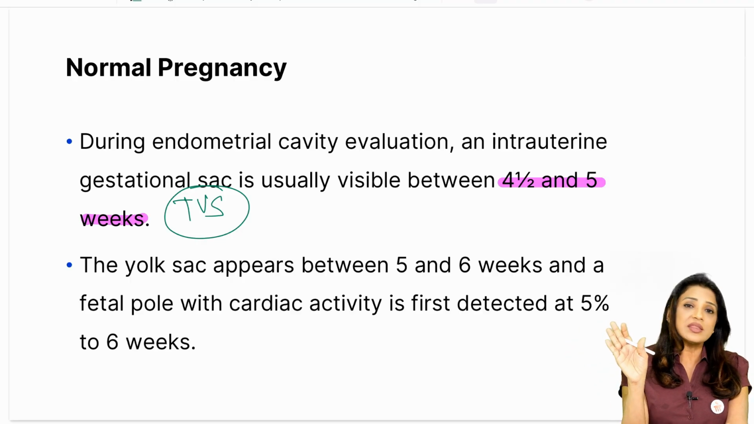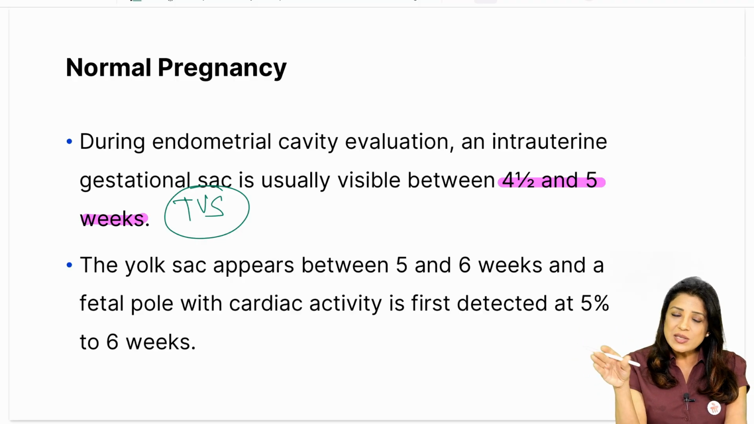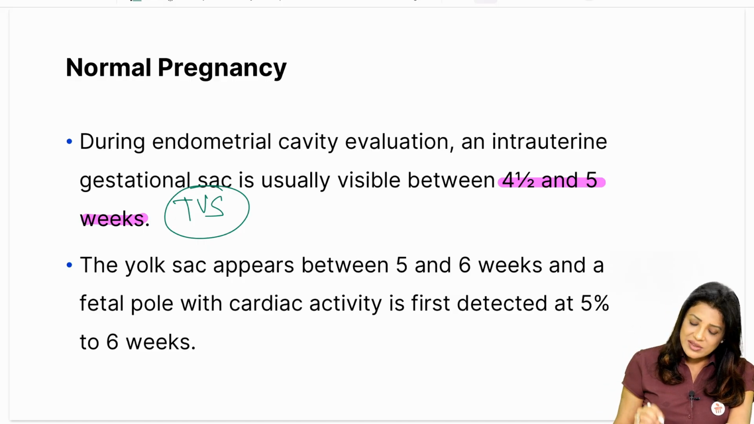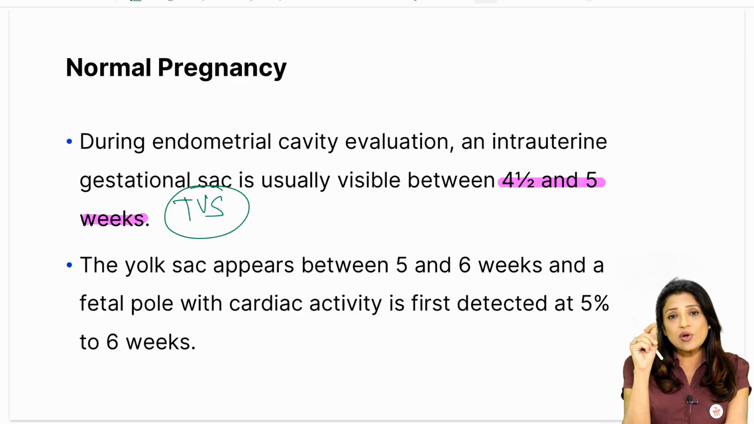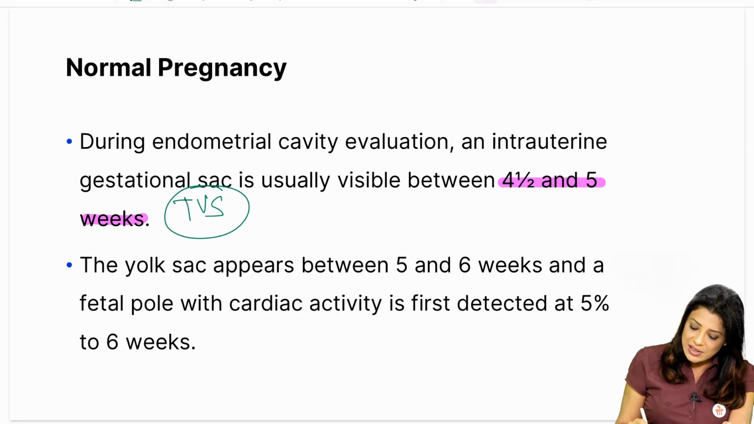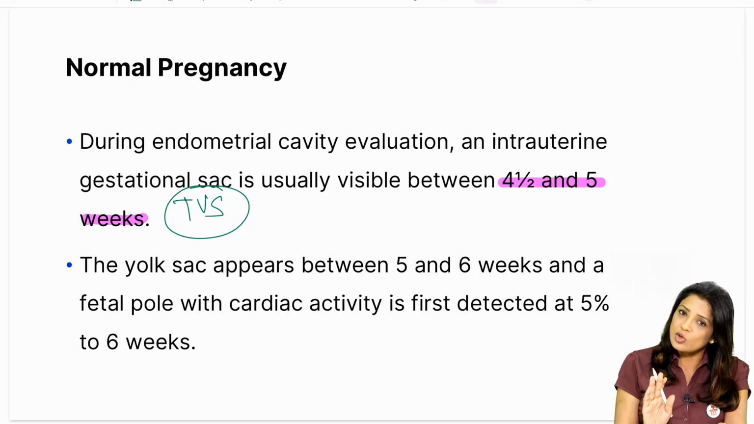Now, they come to you for evaluation of pregnancy because they're bleeding or they're having pain. You need to check whether it is intrauterine or not. So you put a TVS probe and you have to check there is a sac within the uterus, and you have to differentiate whether it is a pseudo or a true gestational sac. So ideally between 4.5 to 5 weeks, you'll be able to detect that.